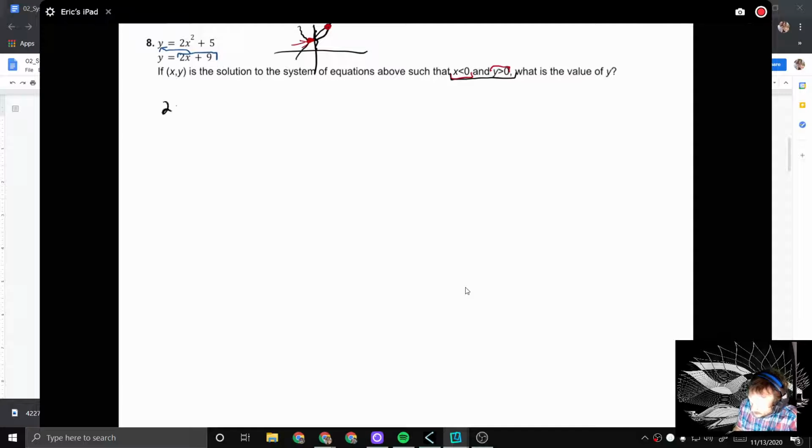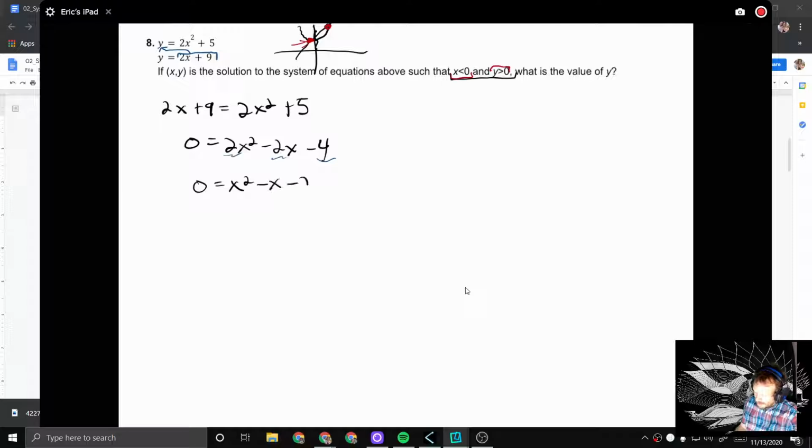So what we get, 2x plus 9 equals 2x squared plus 5. Move all the terms to the same side of the equation. Let's move them all to the right. 0 equals 2x squared minus 2x minus 4. I could try and factor this, but even faster, I'm going to notice that I have a 2 and a 4. They're all divisible by 2, so I can divide both sides by 2. 0 over 2 is just 0. 0 equals x squared minus x minus 2.